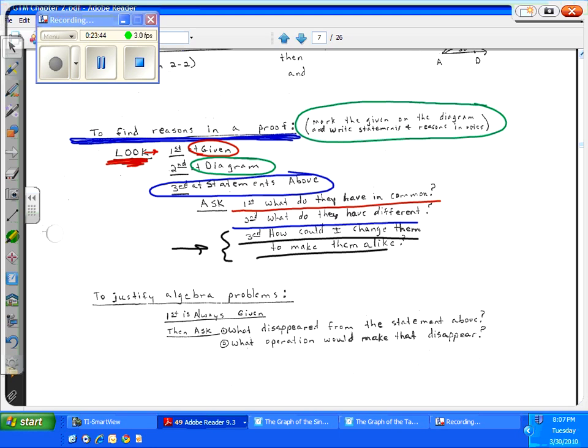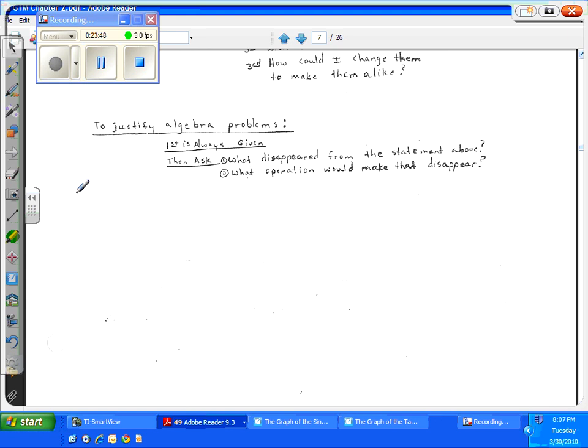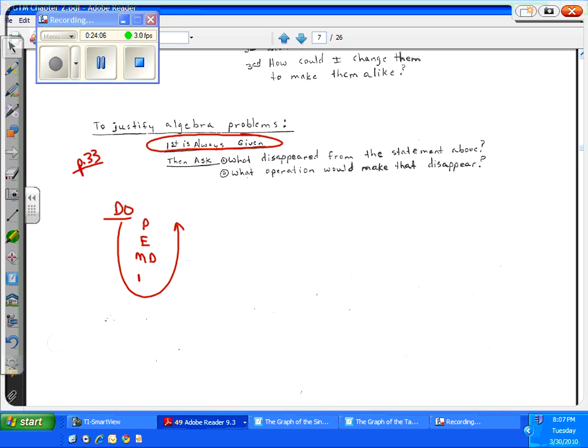Okay? When you justify algebra problems, the first one's always given, because you're given an algebraic equation and then you're going to solve. It is important when you do that to think about the order of operations horseshoe on page 33 of my algebra textbook, which says, do anything you can in the order, Please Excuse My Dear Aunt Sally, to simplify, looking for distributive property and combining like terms.